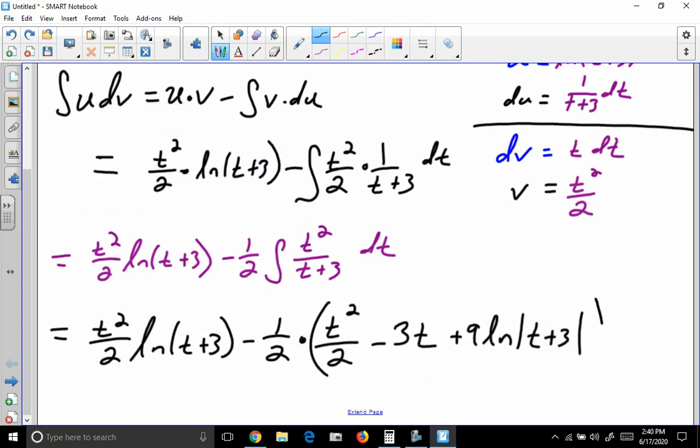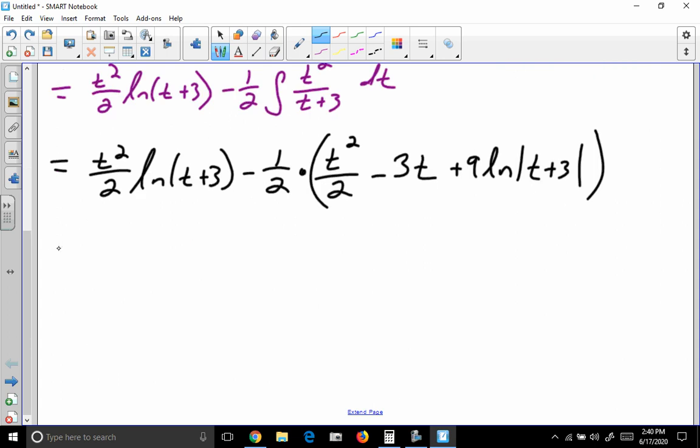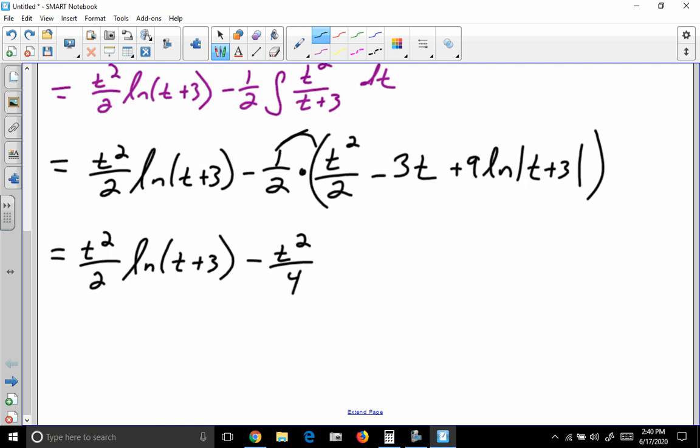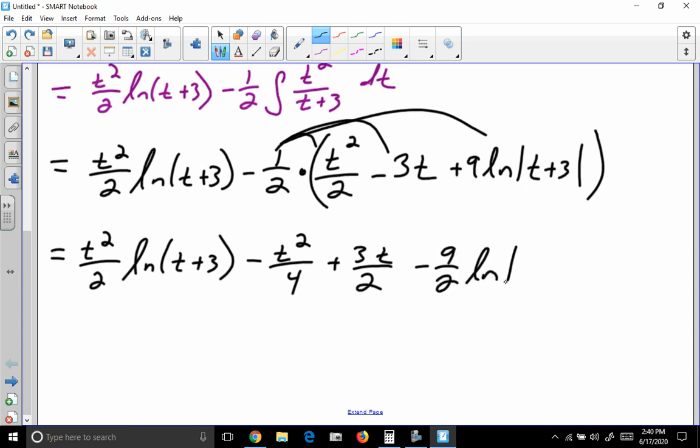So we have 1/2 times all of that, squared over 2, natural log of t plus 3. When we distribute, that makes a minus t squared over 4 plus 3t over 2, or 3/2 t, minus 9/2 natural log absolute value of t plus 3. And then on the end, we have a plus c.